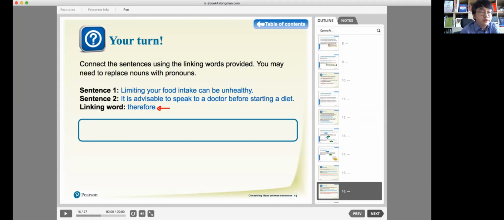Obviously, the first part is the reason. Limiting your food intake can be unhealthy, the same. And then we use therefore. You can see a full stop here because it marks the end of the first part. It marks the end of the first sentence. And then we use a connective, therefore, comma, the result. It is advisable to speak to a doctor before starting a diet. All right. So we're finished. Let's see the fourth part. Two more parts to go.